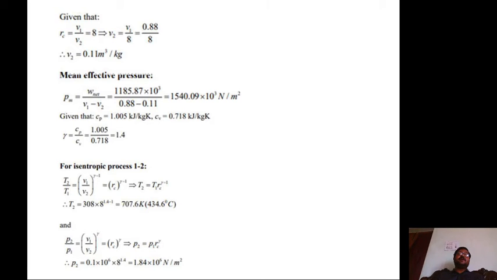rc is equal to V1 by V2 is equal to 8. From that, V2 is equal to V1 by 8. 0.88 divided by 8, it becomes V2 is equal to 0.11 meter cube per kg. V1, V2 you have calculated.